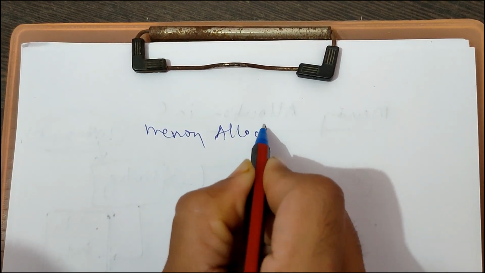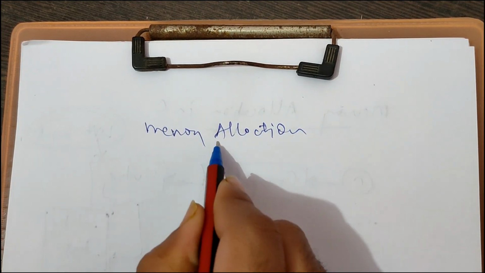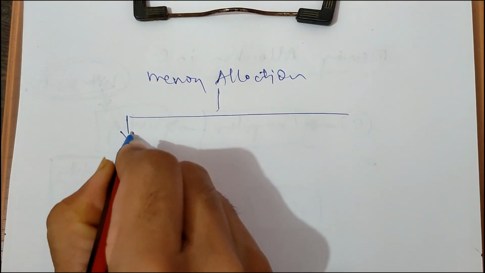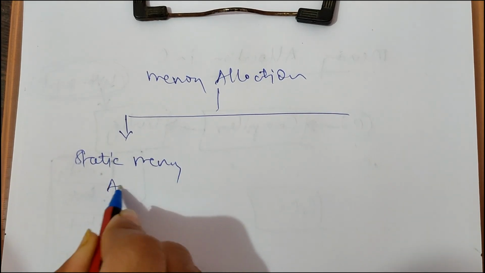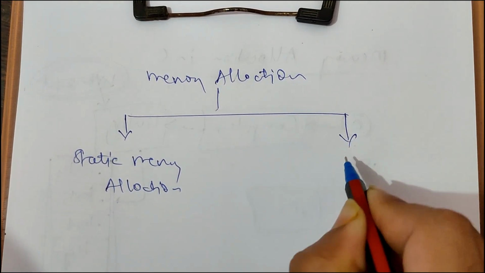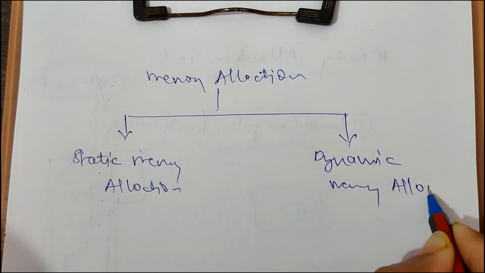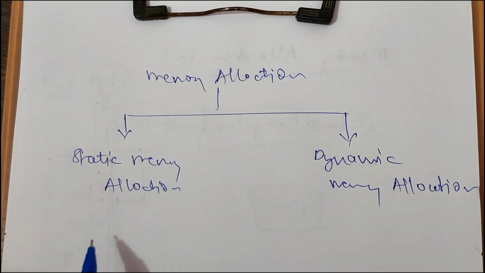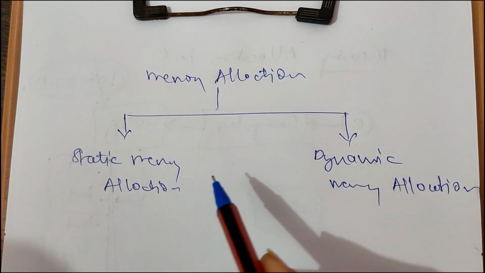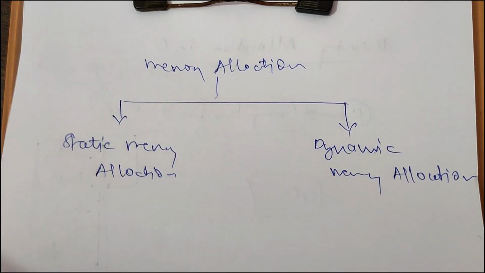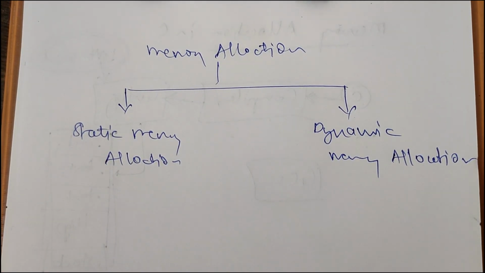Memory allocation. Two types of memory allocation are there. First, static memory allocation, and another one is dynamic memory allocation. These are the two types of memory allocation. We will see one by one which is useful and which is not. On the basis of application, both are used. We will use simple words to understand this.